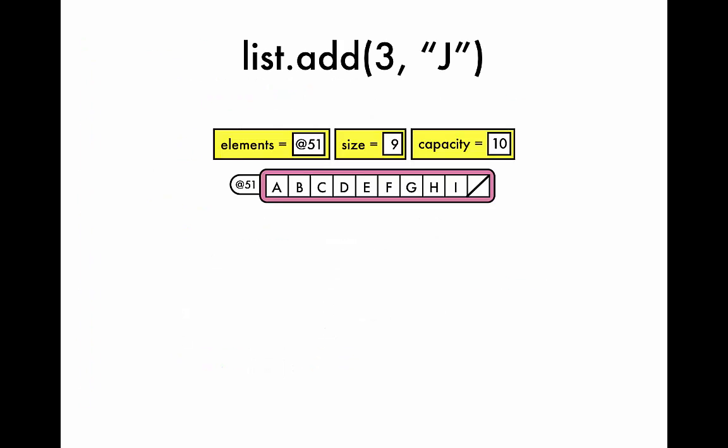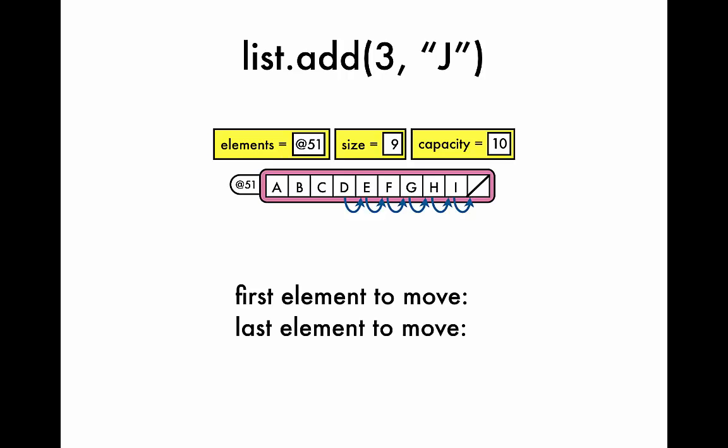So I want to add the letter J at index 3 in the list. Index 3 in the list corresponds to index 3 in the underlying array also. Right now, the letter D is at index 3. Remember, list and array indices start at 0. So I have to shift D, E, F, and so on. I have to shift them over to the right so that I can put J into the cell at index 3. So this is what I want to do.